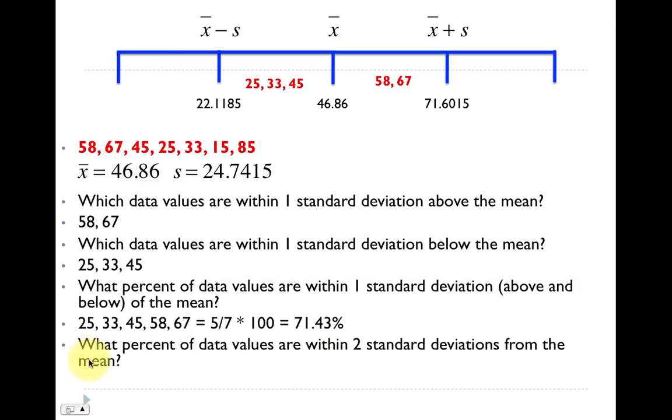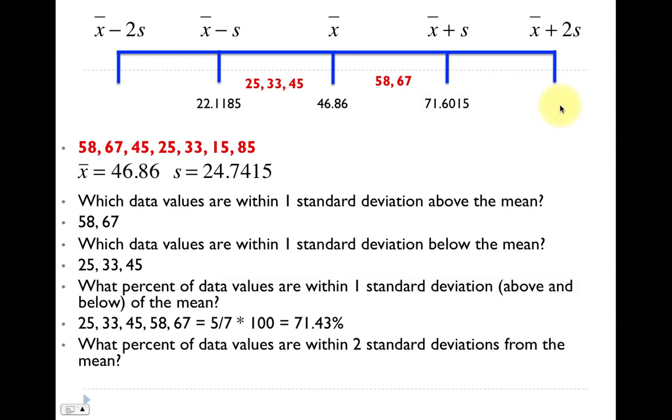What percent of data values are within 2 standard deviations from the mean? So we have to take these numbers out a little bit further. We are going to subtract 2 standard deviations from x bar, and we're going to add 2 standard deviations to x bar. Now this is the same as taking 22.1185 and subtracting the standard deviation, and it's the same as taking 71.6015 and adding the standard deviation.